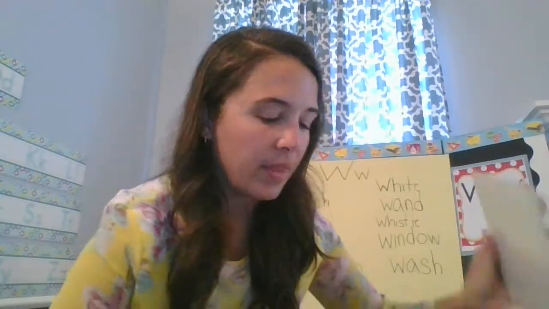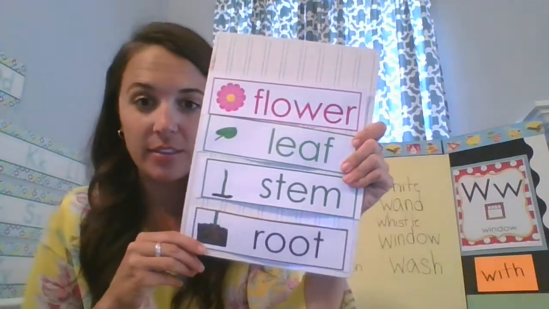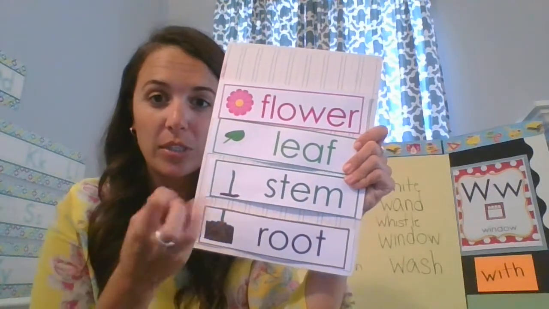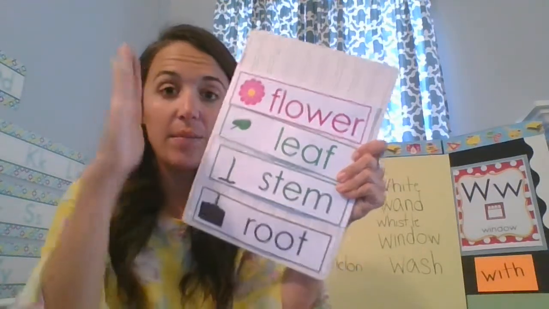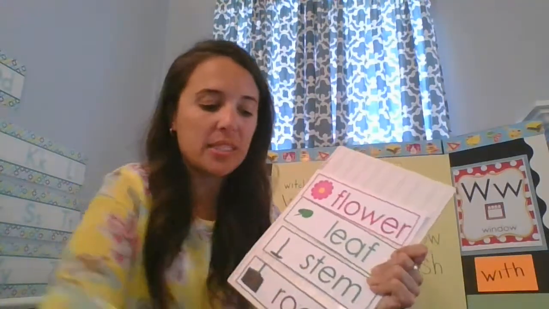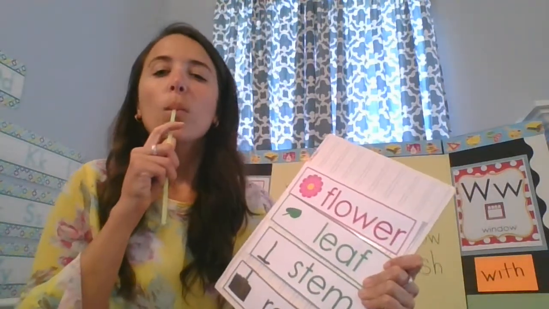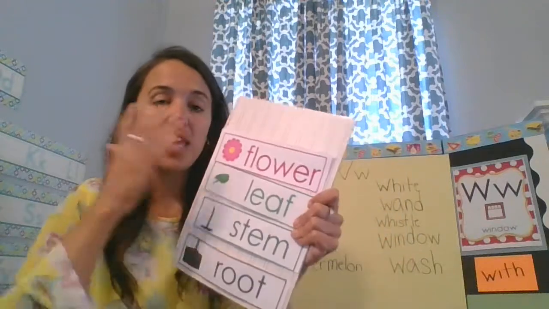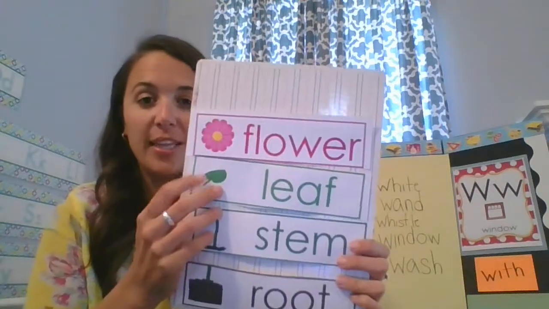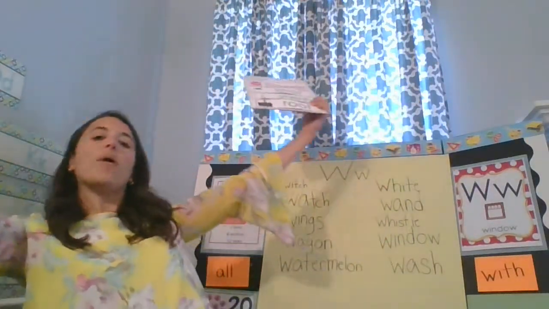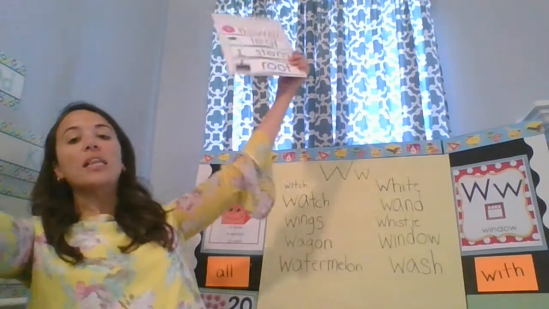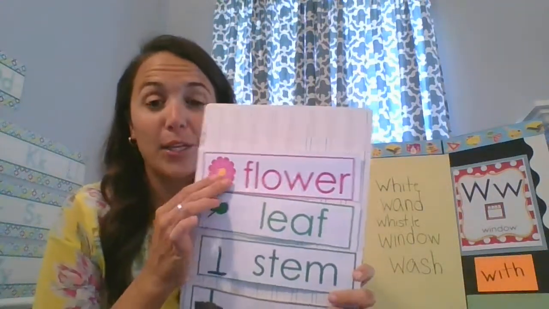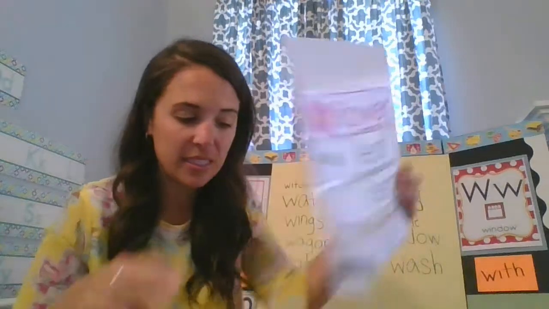So the roots are underground and they soak up all the minerals in the water. The stem is like a spine, like we have a spine in our back, and it sucks up the water like a straw to all the other parts of the plant. Then there's the leaf, and it's the big part on the side that soaks up the sunlight. And then there's a flower, and that's the really pretty part of a plant.